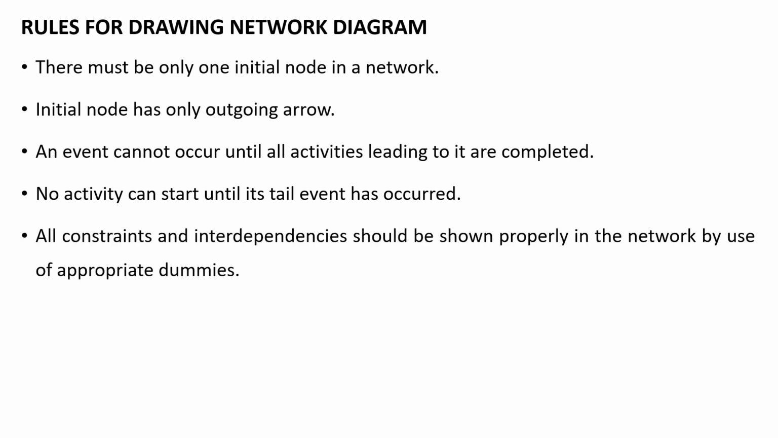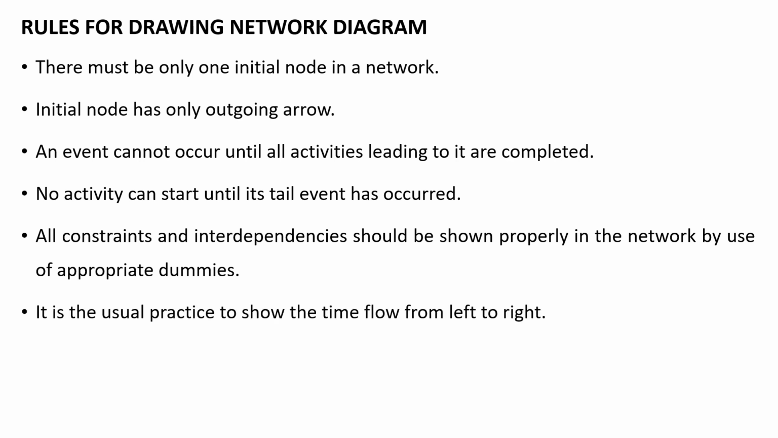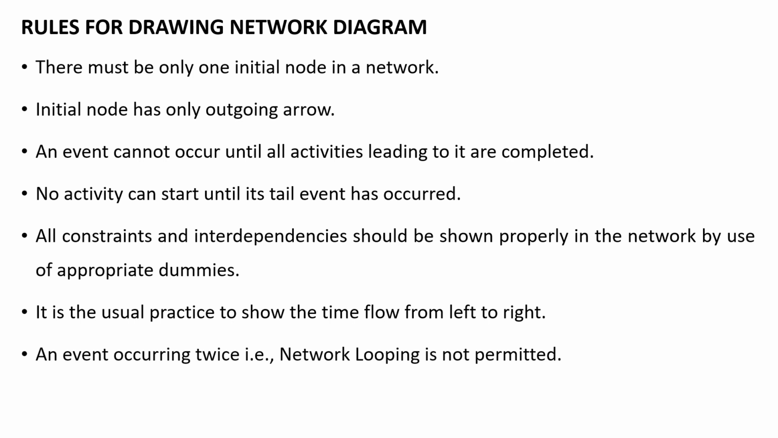All constraints and interdependencies should be shown properly in the network by use of appropriate dummies or dummy activities. It is the usual practice to show the time flow from left side to right side. An event occurring twice, that is, network looping, is not permitted. And there must be only one final node in a network.